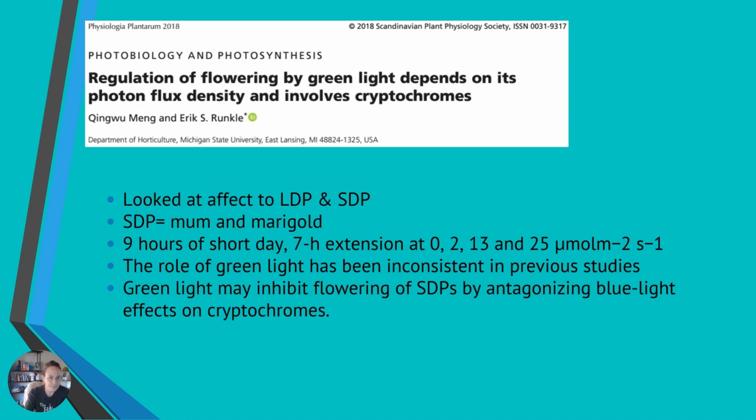So in this study, they, of course, looked at long day and short day plants. Their short day plants were mums and marigolds. They provided a 9-hour short day. This is standard for these crops. And then there was a 7-hour extension of light at 0 to 13 and 25 micromoles per second per meter squared.